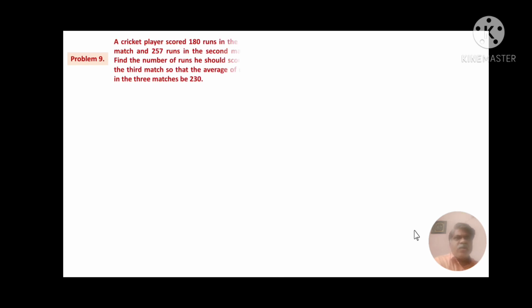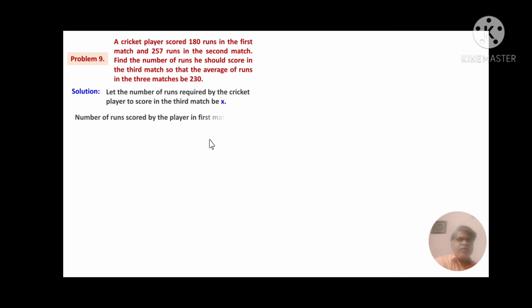A cricket player scored 180 runs in the first match and 257 runs in the second match. Find the number of runs he should score in the third match so that the average of runs in the 3 matches is 230. Now we can get that let the number of runs required by the cricket player to score in the third match be x. Number of runs scored by the player in the first match is 180. Number of runs scored in the second match is equal to 257.